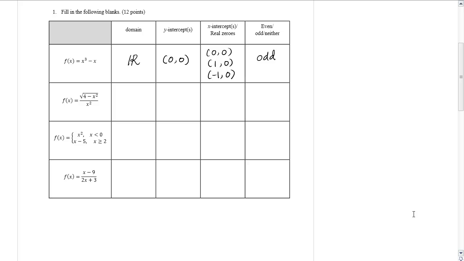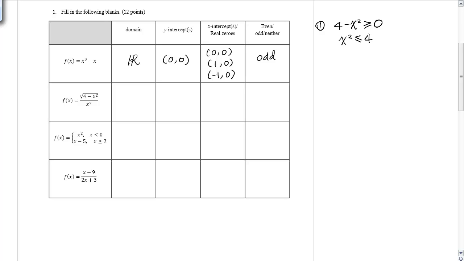For the second function, the square root of 4 minus x squared, over x squared. First of all, the domain requirements. We know that whatever is underneath the square root must be non-negative. So in this case, the first requirement is that 4 minus x squared has to be bigger than or equal to 0. Therefore, x squared must be smaller than or equal to 4.